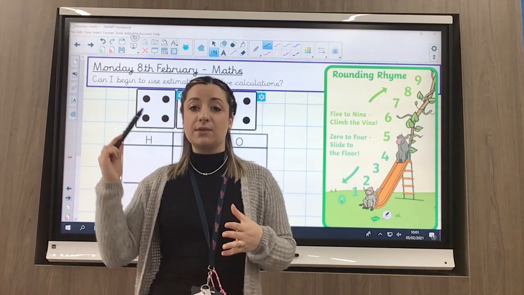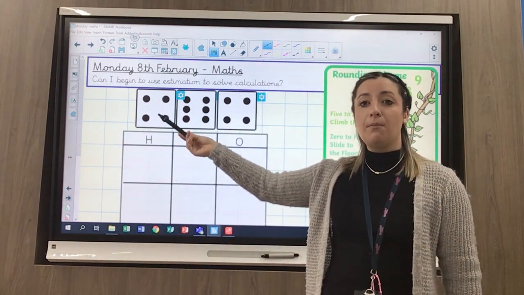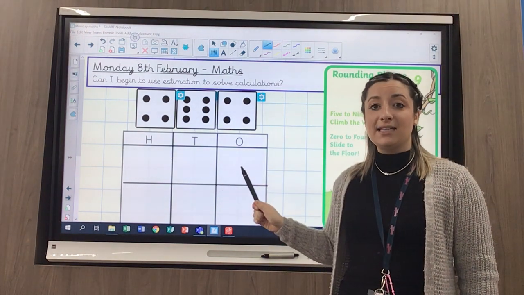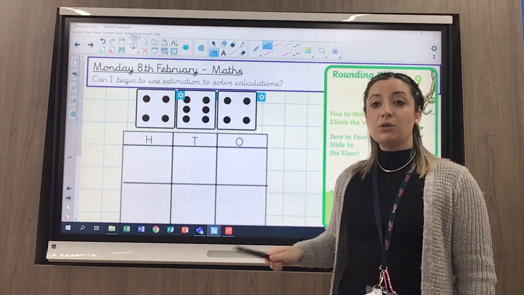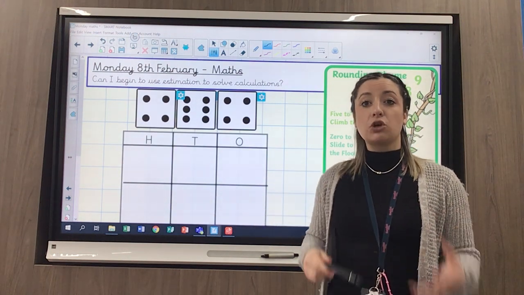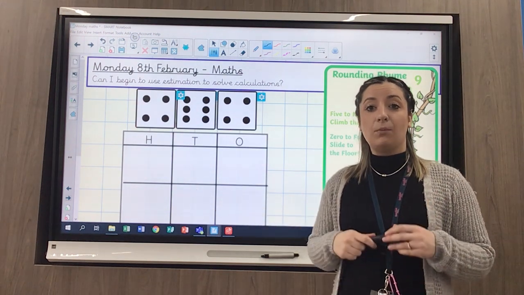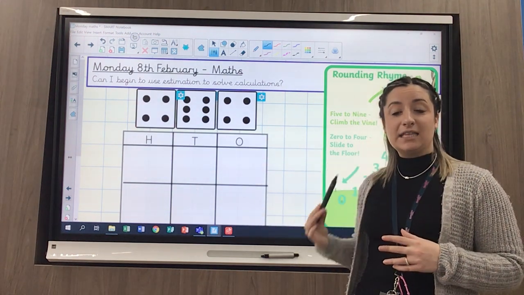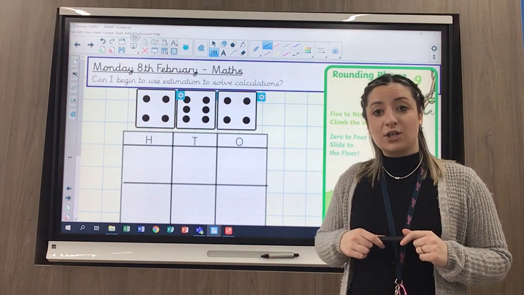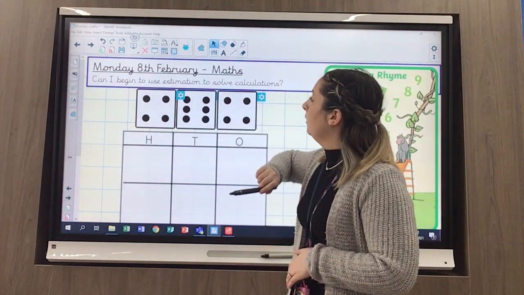Okay, so what I'm going to do is I've got some dice here, and each of the dice is going to give me a number that's generated to go into my hundreds column, my tens column, and my ones column. And in my second row, I'm going to round it to the nearest 10. There's a rhyme behind me here that we've used in school as well that we can use just to refresh our memories. Okay, so let's roll the dice to see what number we can generate.